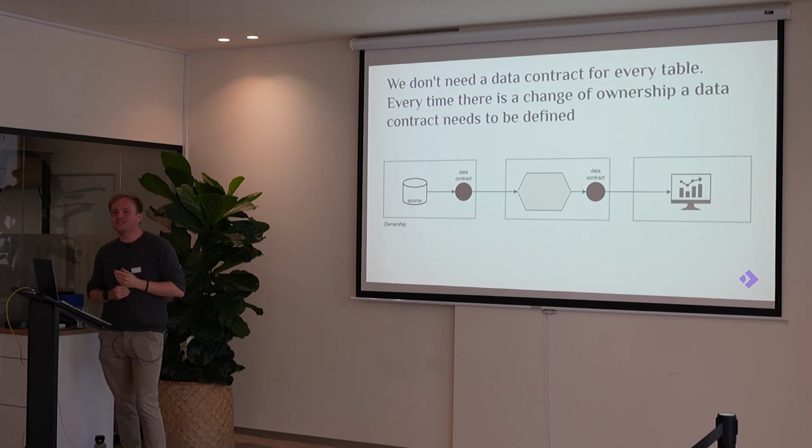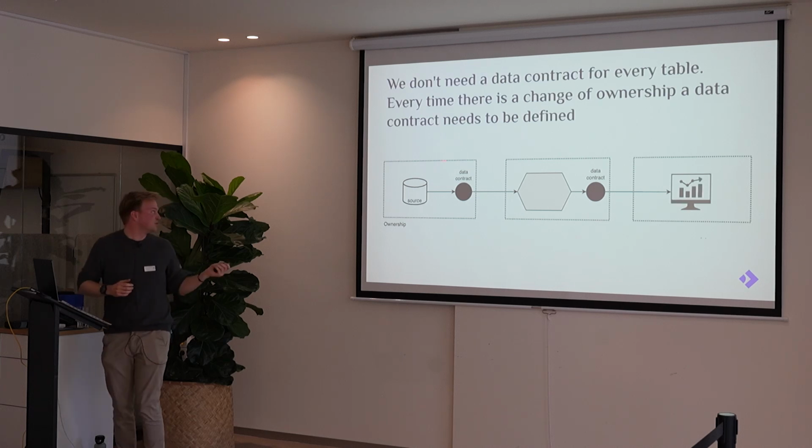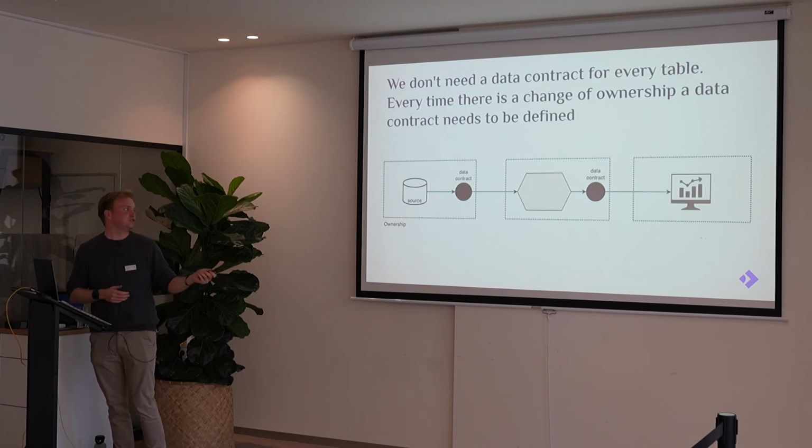So the basic rule is you only need a data contract every time there is a discontinuity of ownership. So every time it switches teams, you should have a data contract in place. So that begins with the source system, and this data they provide, they need to put a data contract on there. Then we as data engineers, we build data products. Also there we put a data contract, and then you typically have the visualization team and they use that data.